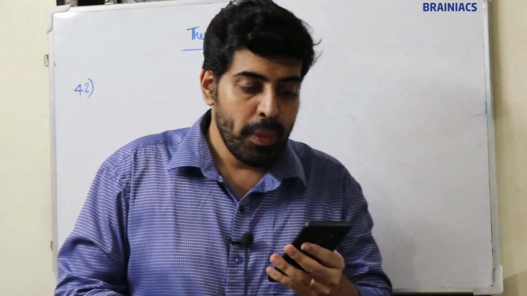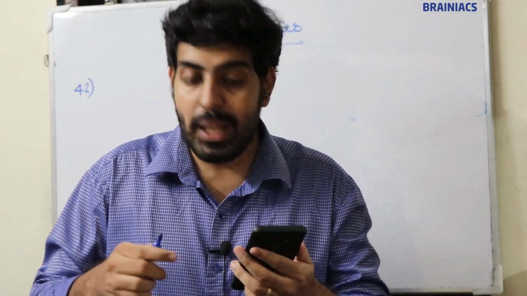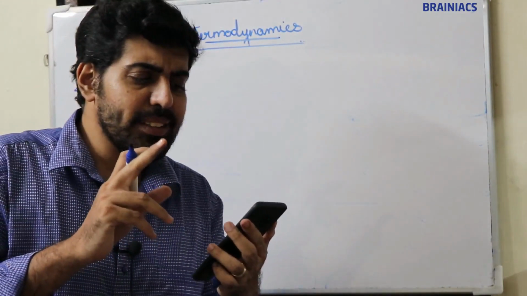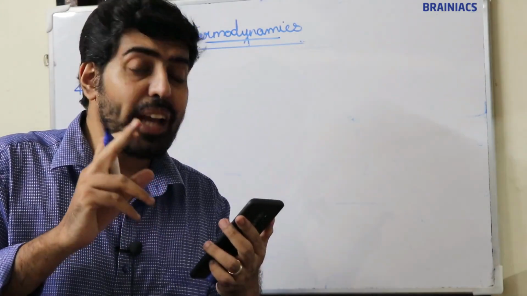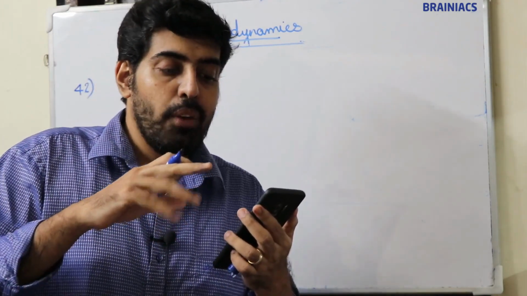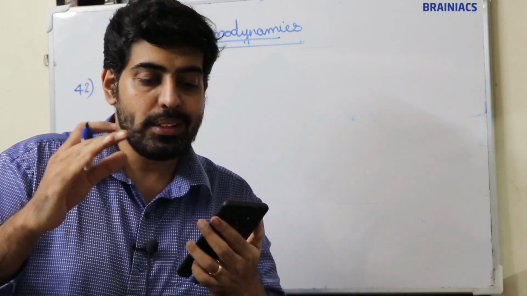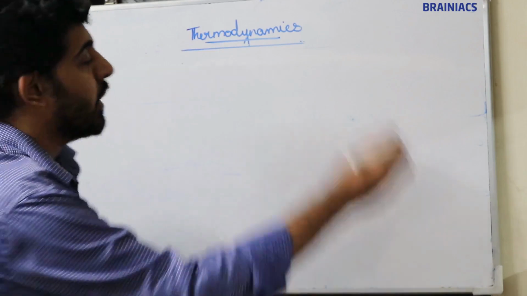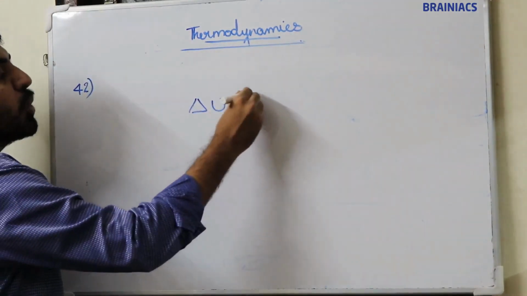Question number 42. 1 mole of ideal gas at 300 Kelvin is expanded isothermally from an initial volume of 1 liter to 10 liter. The delta E for the process is. Delta E means delta U, the internal energy change for the process. Delta E or delta U is equal to 0.